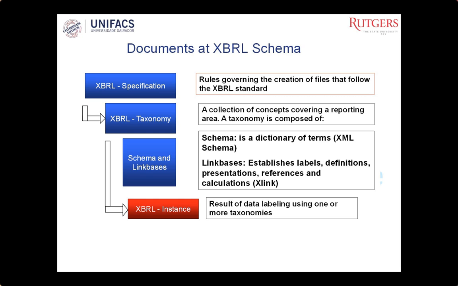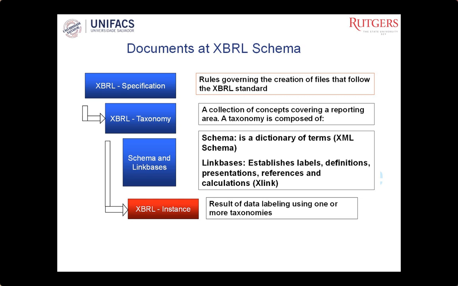And the instance is other documents. The document is the result of data labeling using one or more taxonomies. Instance is the fact; the data labeling is carried out on the instance. Okay, so an XBRL instance, what is that? The IBM XBRL statement or the Microsoft XBRL statement. You use the taxonomy, the link bases, etc. to set up the rules, and then you create the financial statement, which is an instance.